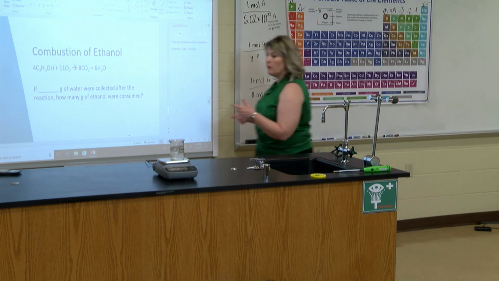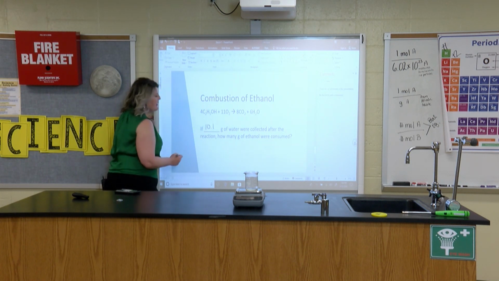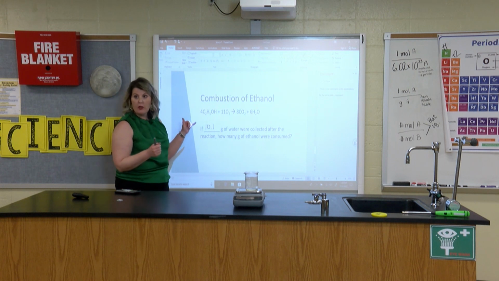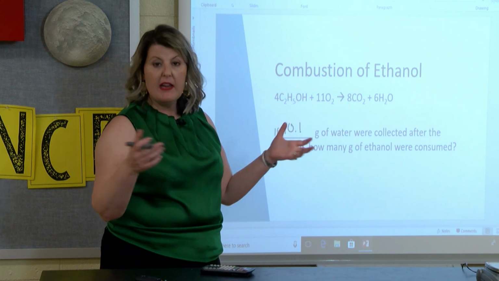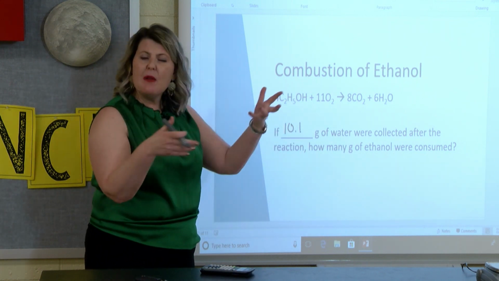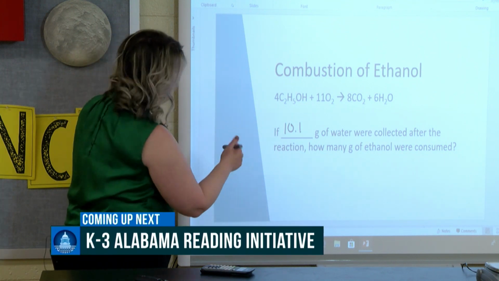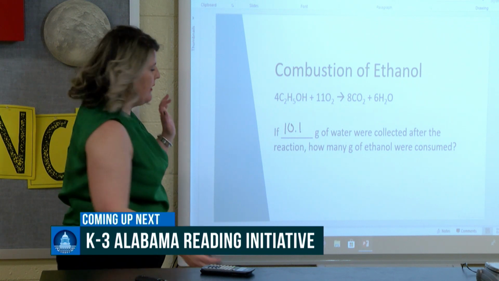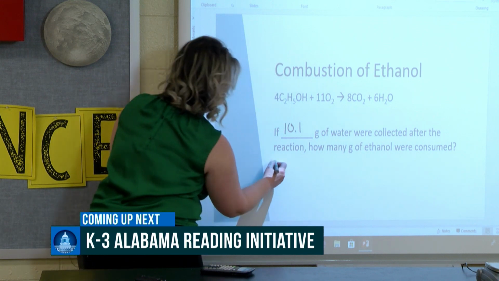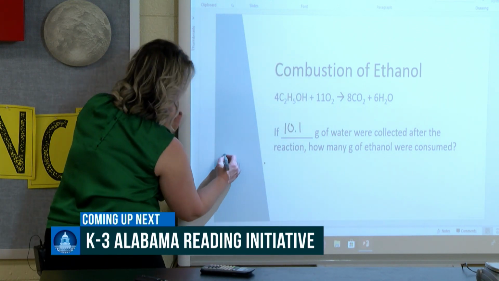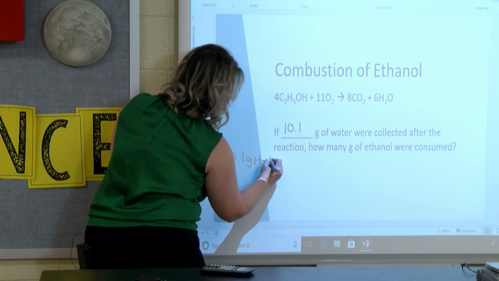So let's do a new problem with this. If I collected 10.1 grams of water from combusting that ethanol, how many grams of ethanol did I start with? Because we didn't measure out how many grams were in there. It was all in a gas, so it's hard to measure weight when you have a gas. So we're going to do the same process that we started. We're going to start with our given, which is 10.1 grams of water.